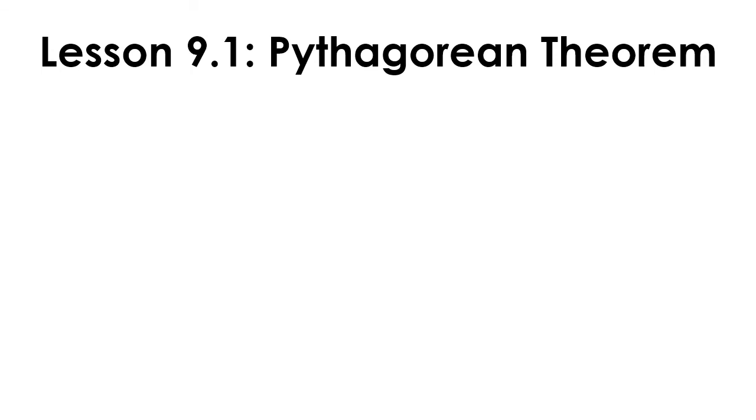In today's lesson, we're going to be learning about Pythagorean Theorem. Now, I know a lot of you are already familiar with Pythagorean Theorem. You can probably state that a squared plus b squared equals c squared. But today we're going to learn a little bit more about Pythagorean Theorem and how to use it to determine what type of triangle something is.